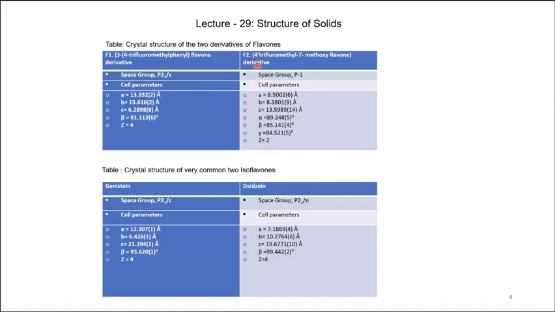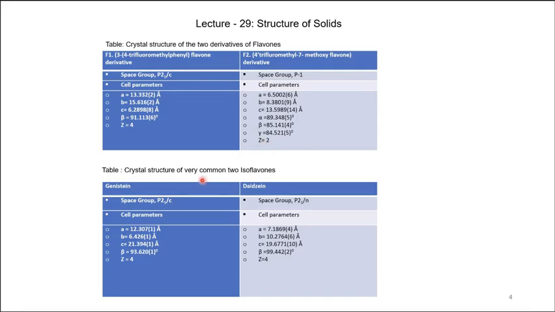Okay, another derivative of flavones is the 4-trifluoromethyl-7-methoxyflavone derivative, whose space group is P bar 1. What does it mean? That means this is a triclinic crystal system, and the cell parameters here are all six cell parameters, and the formula units in the unit cell are 2.